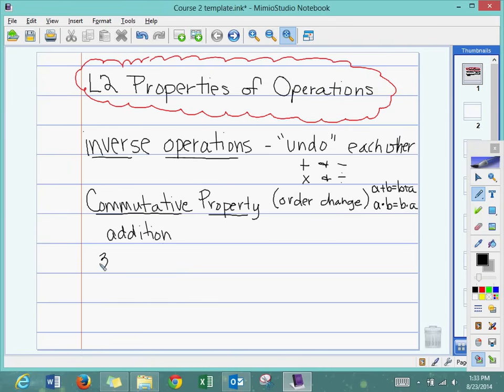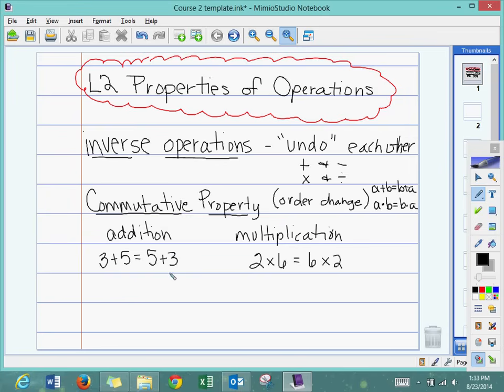If it's addition, an example looks like this: 3 plus 5 equals 5 plus 3. And if it's multiplication, an example might be 2 times 6 would equal 6 times 2. So we can just write an expression 3 plus 5, and then write it the other way around, and we know that that is still the same sum.